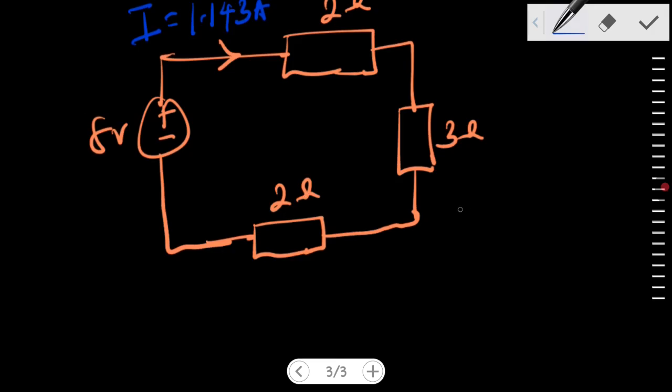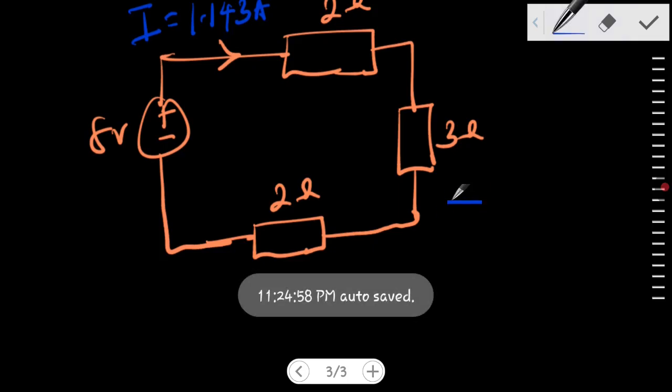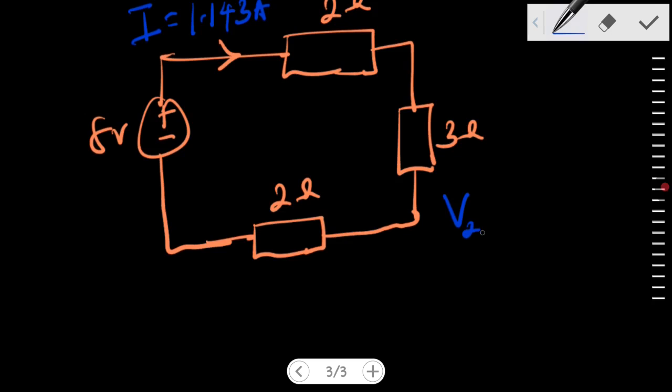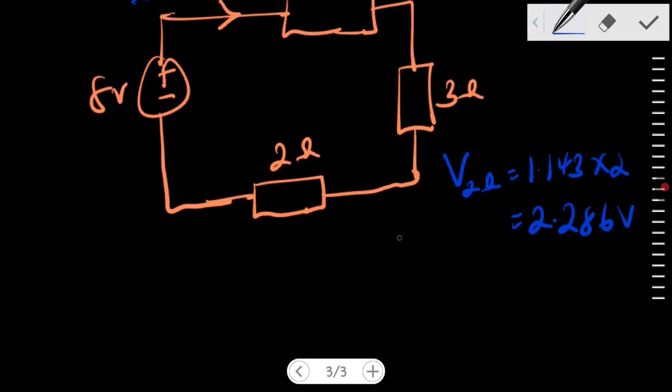So now considering the current flowing through the 2, 3, and 2 resistors, you find that V equals IR, right? In this case we have the PD across the 2 resistor. V for the 2 resistor will be equal to 1.143 times 2, and so this would give me 2.286 volts, right?